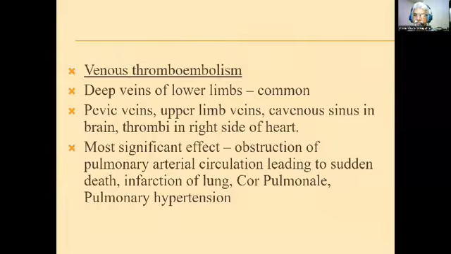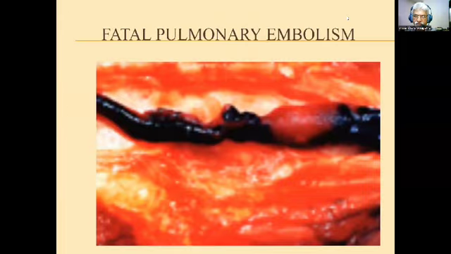Venous thromboembolism is much more common. They arise from the deep veins of the lower limbs, like the popliteal vein or the iliac veins. Other veins which are involved are the pelvic veins, upper limb veins, cavernous sinus in the brain, and thrombi in the right side of the heart. The most significant effect is obstruction of pulmonary arterial circulation leading to sudden death. Infarction of the lung, cor pulmonale, a chronic condition where the lung is damaged due to increased pulmonary blood pressure and also decreased blood supply, and pulmonary hypertension.